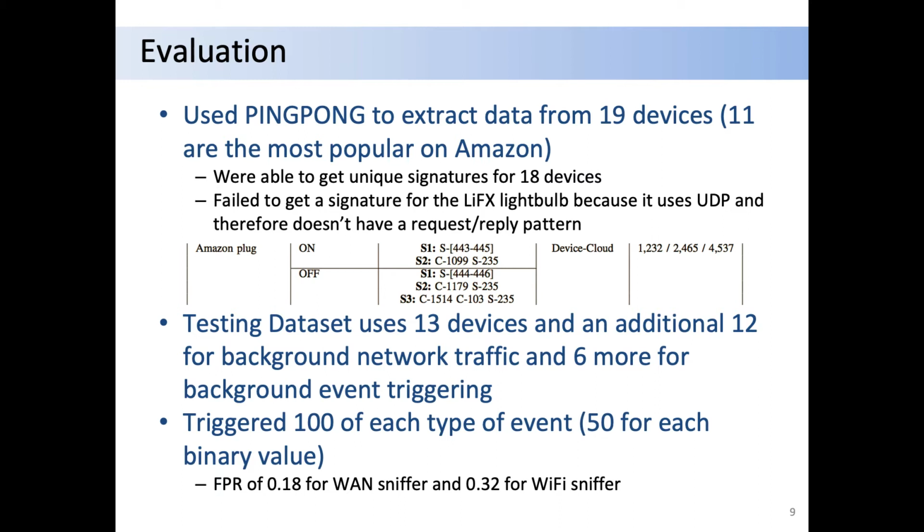In order to test the data, they use a testing data set of 13 devices, and they use an additional 12 for background network traffic and 6 more for background event triggering. So basically trying to generate as much noise as possible to filter out exactly what you want. And they triggered 100 of each type of event for the testing, and they were able to get a false positive rate of 0.18 for the wide area network and 0.32 for the Wi-Fi sniffer.